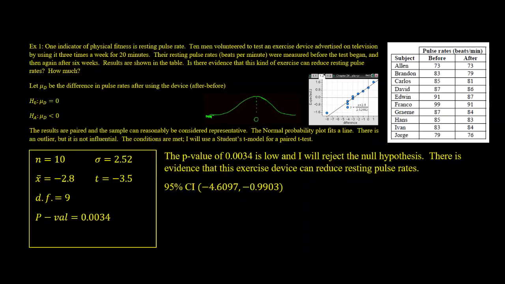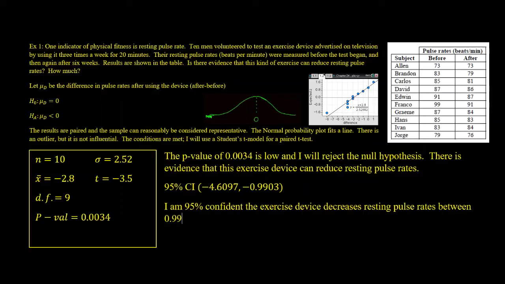I am 95% confident the exercise device decreases resting pulse rates between 0.99 to 4.61 beats per minute.